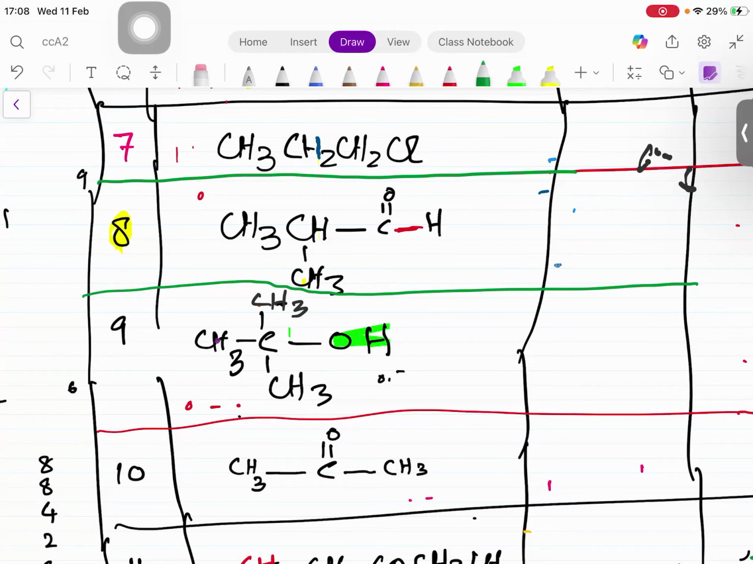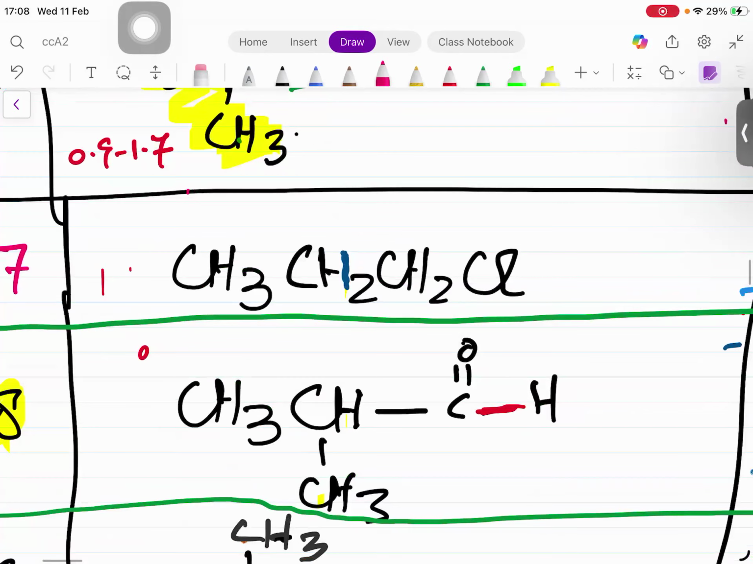Okay, 7. Peaks. No, 7 has 1, 2, 3 peaks. The first one has the value of... what about the second one? 0.9 to 1.7. What about the third one? Next to halogen. Isn't it CH3, isn't it 3.2 to 4? No, CH3 alkane is 0.9 to 1.